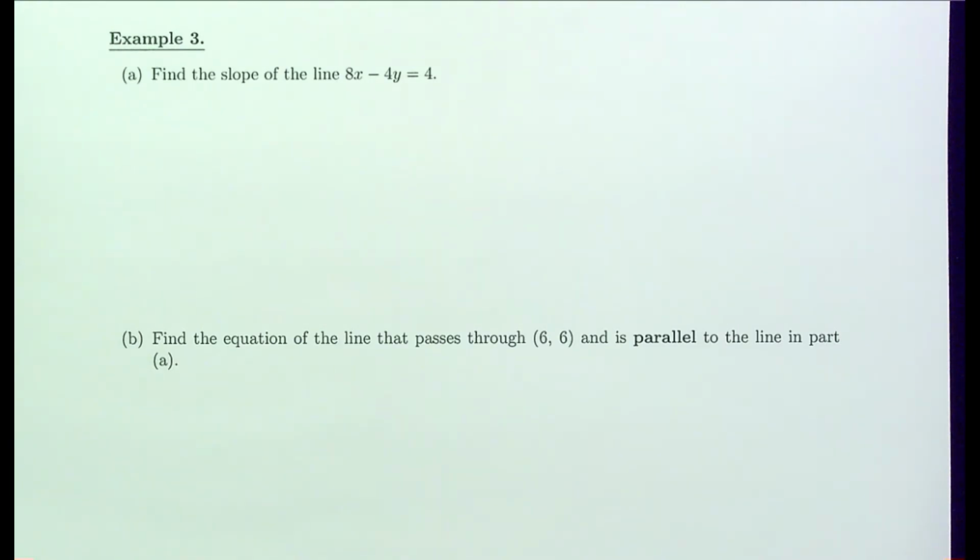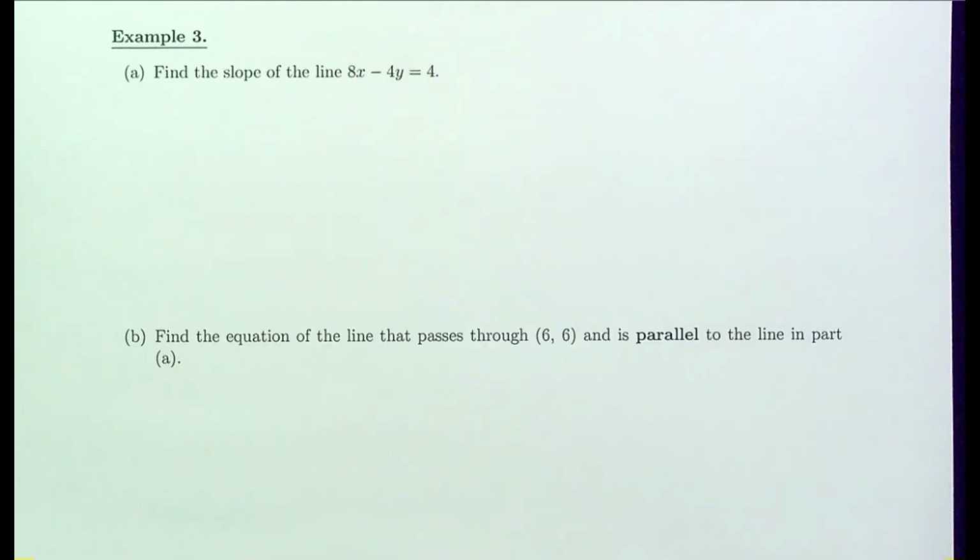Okay, so here's what this problem says. First of all, find the slope of the line 8x minus 4y equals 4. So now they're not giving us 2 points on the line. If they give us 2 points on the line, then we use the formula m equals rise over run to figure out the slope. But in this problem, they're not giving us 2 points on the line. They're giving us the equation of the line.